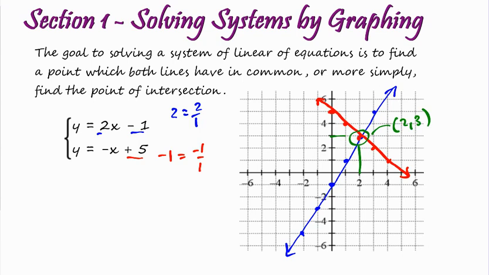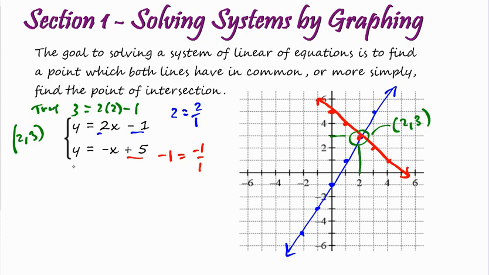So we can double check this by plugging 2, 3 into both equations. So the top equation becomes 3 equals 2 times 2 minus 1. 2 times 2 is 4, minus 1 is 3. So it is true for the top equation.